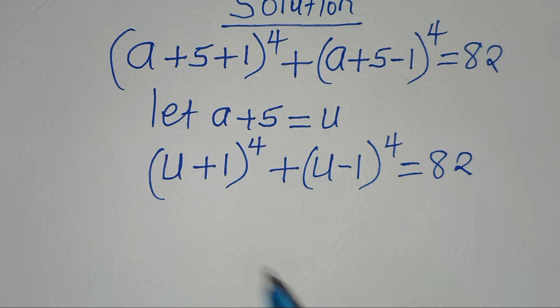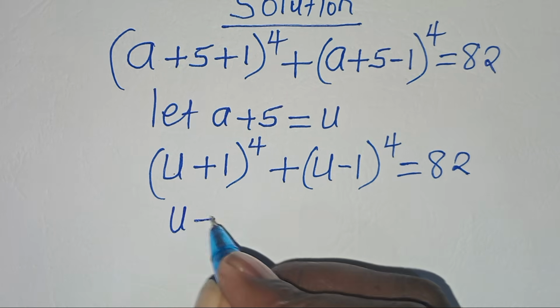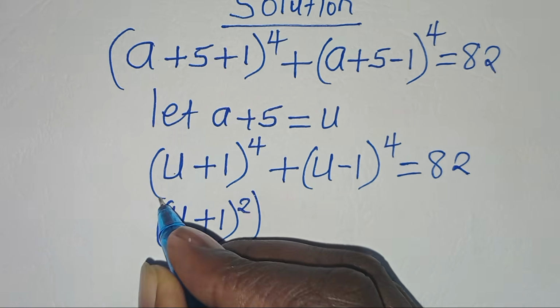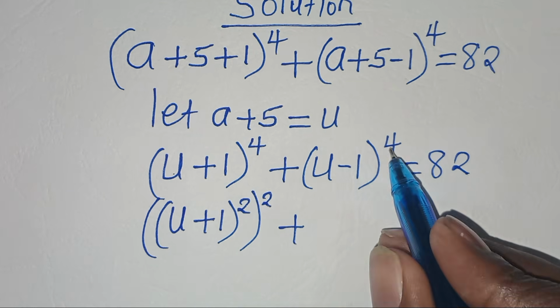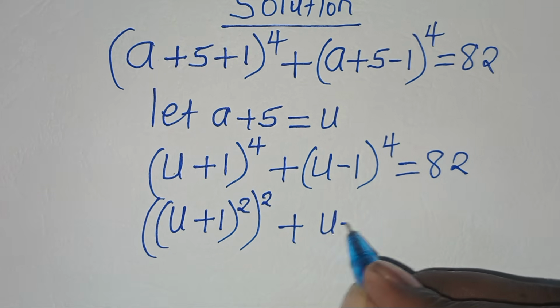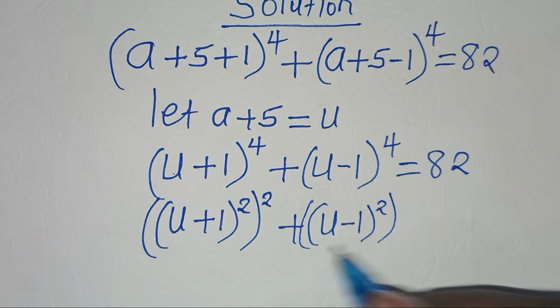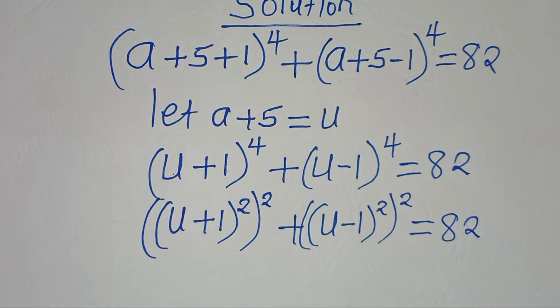The next step is that we can express u plus 1 to the power of 4. This is the same thing as u plus 1 raised to the power of 2, then raised to the power of 2. Plus, we can express u minus 1 to the power of 4. This is the same thing as u subtract 1 raised to the power of 2, then raised to the power of 2. This is equal to 82.